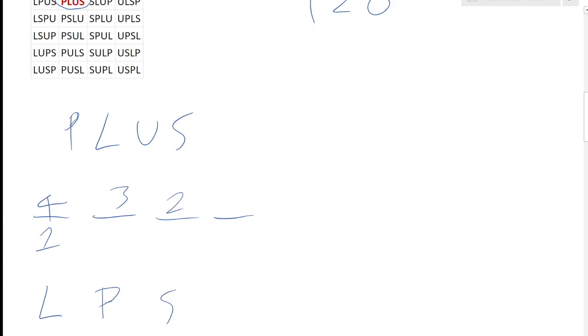And the final slot is determined. It has to be the U. So we've got 4 choices for the first, then 3 for the second, then 2, then 1. And what do we do to get the 24?